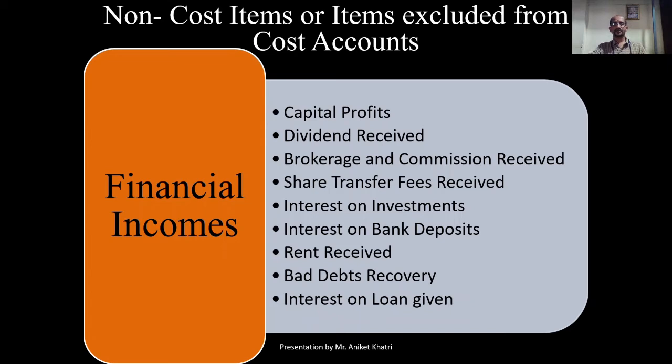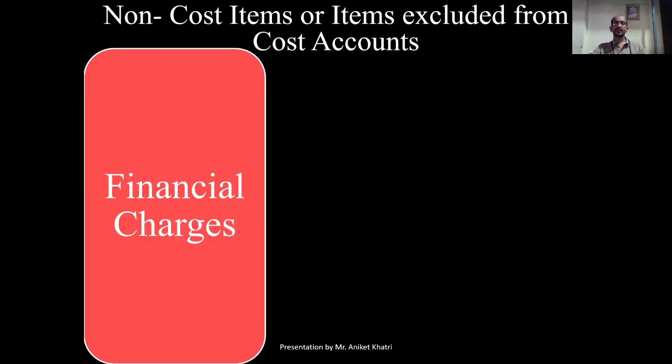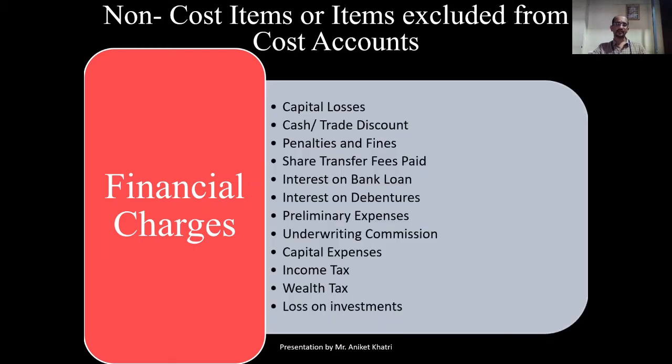Okay, you might have come across these points and you might have passed the journal entry too in financial account. But this expenditure, this income is excluded from the cost accounts. Okay, next is financial charges or financial expenditure. What are these? Capital losses, cash and trade discount. Now this cash and trade discount point generally appears in our problem of cost sheet.